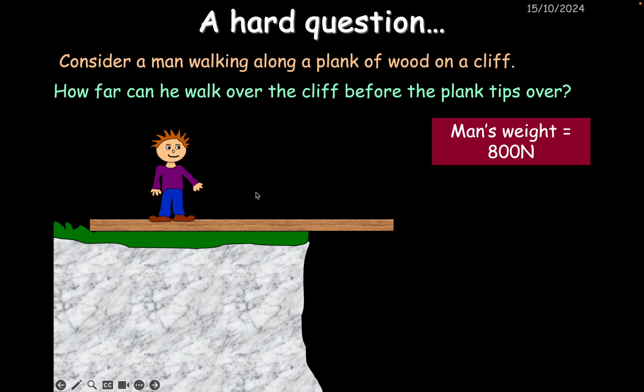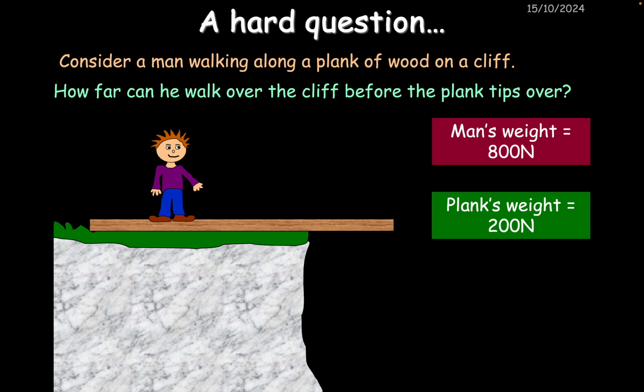Okay, so the man's weight is 800, yeah? And he's going to move, so we don't know where he's going to end up. And the plank's weight is only 200, so the man's heavier than the plank. Then it could be even riskier. But if you had a heavier plank, it would be safer, because most of the plank is on the land, okay? It's not hanging over the edge of the cliff.